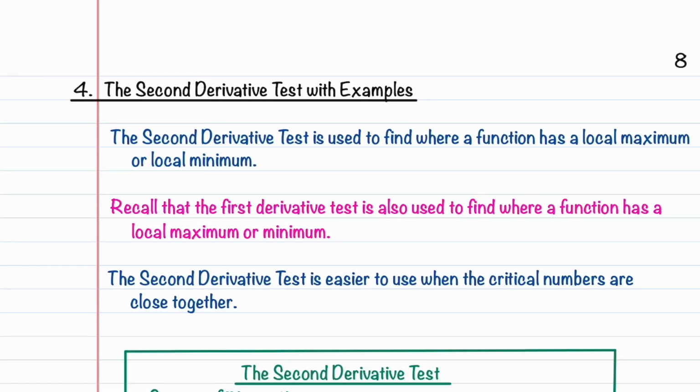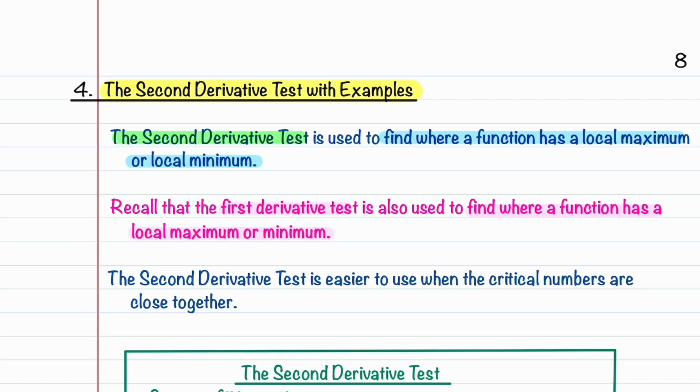Let's now look at the second derivative test and walk through some examples. The second derivative test is used to find where a function has a local maximum or a local minimum. This may seem familiar to you. The first derivative test is also used to find where a function has a local maximum or a local minimum. These two tests give us the same result.